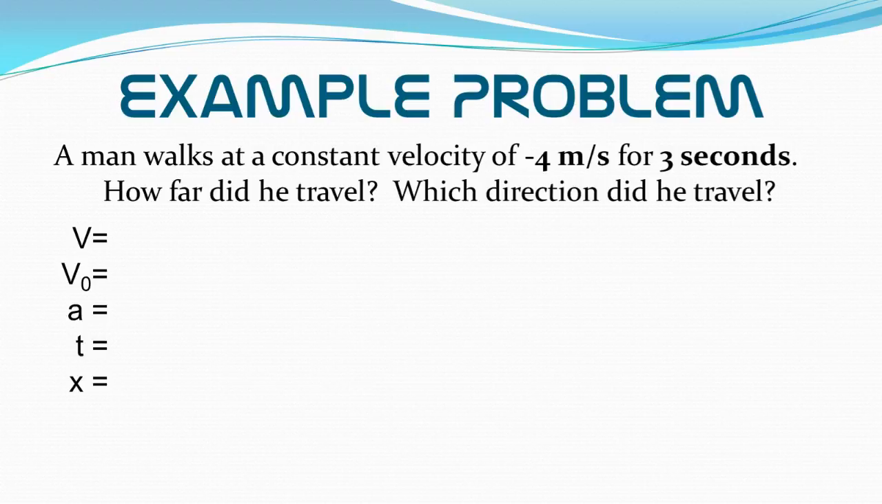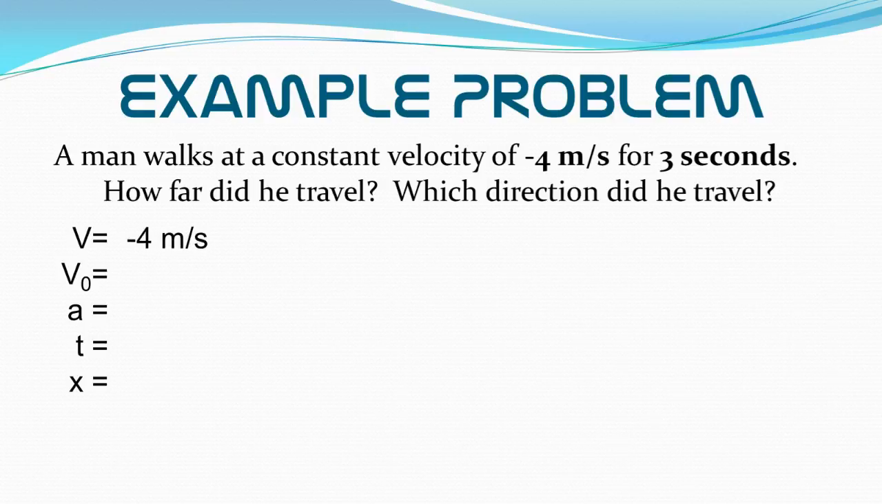Here's an example problem. A man walks at a constant velocity of -4 meters per second for 3 seconds. How far did he travel? Which direction did he travel? On your own, try writing out the given information. List the unknown variable and the not included variable.